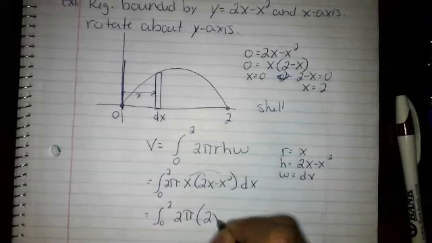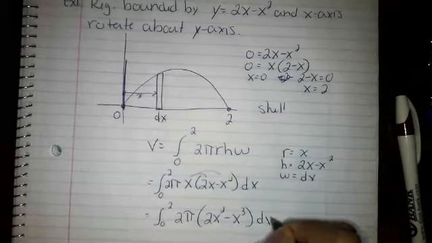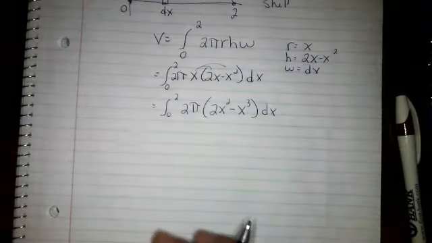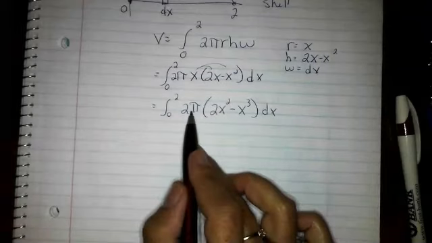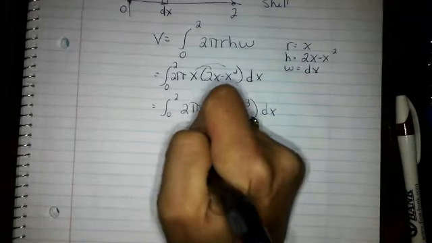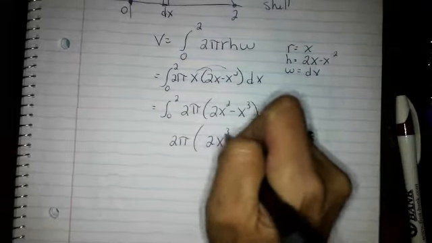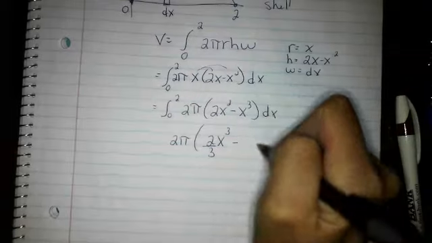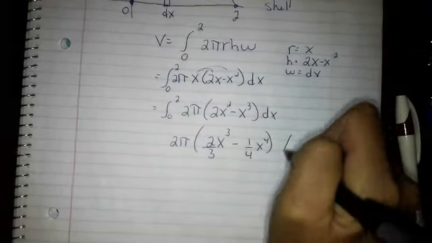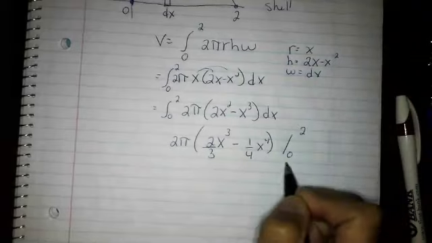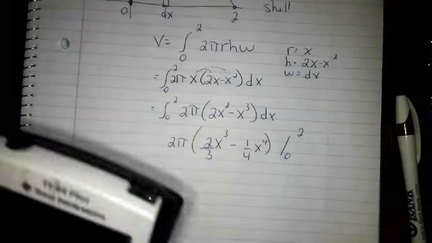That'll be 2x squared minus x cubed. And now I can do my power rule on each of these and carry along the 2 pi. So 2 pi carries along. Adding 1, timesing by 1/3. And then that will be 1/4 x to the 4th. And we're going to plug in 2 and then 0. I can see the 0 is going to 0 out. So I just need to know what it equals when there's a 2 in there.